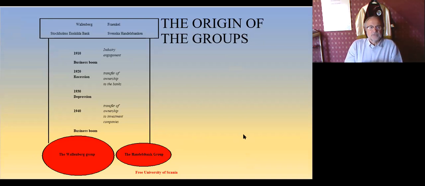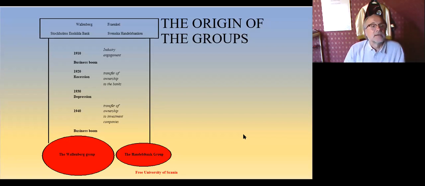The origins of the groups are very similar. It started with Wallenberg and one guy whose name was Frenkel. Wallenberg created Stockholm Enskilda Bank, Frenkel created Svenska Handelsbanken. In fact, the story is like this: there were managers in Stockholm Enskilda Bank who thought that Wallenberg was assuming too high a risk. So they left Stockholm Enskilda Bank and created a new bank. The name of the bank was Svenska Handelsbanken. So in fact, Wallenberg created their own business group and also created the beginning of the other business group. And then they continued imitating each other.